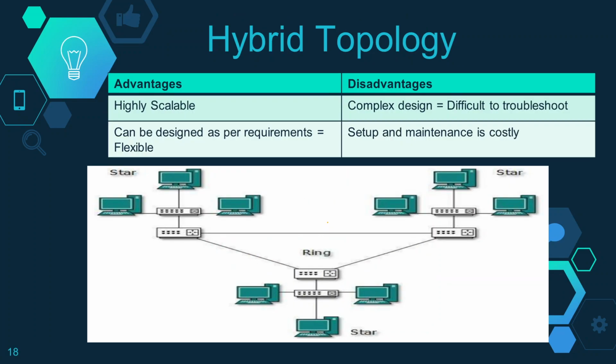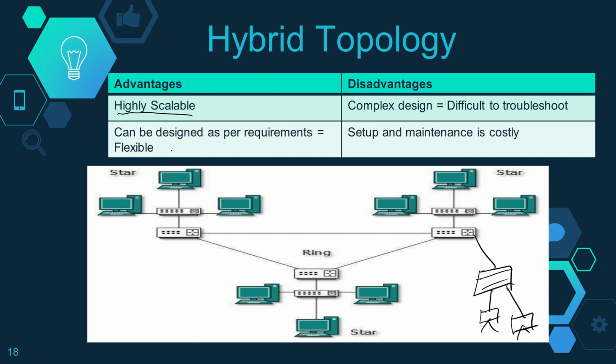So what are the advantages and disadvantages of this topology? The first advantage is that it is highly scalable. If we want to increase the number of nodes, we can increase them. We can connect, let's suppose, another hub or another switch here, and we can connect computers to it. So it is a highly scalable topology.